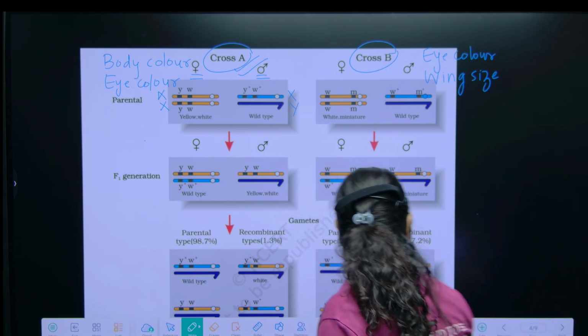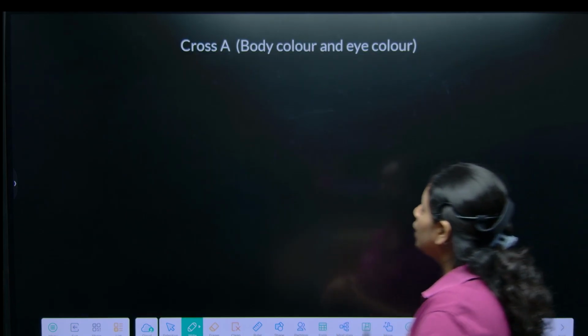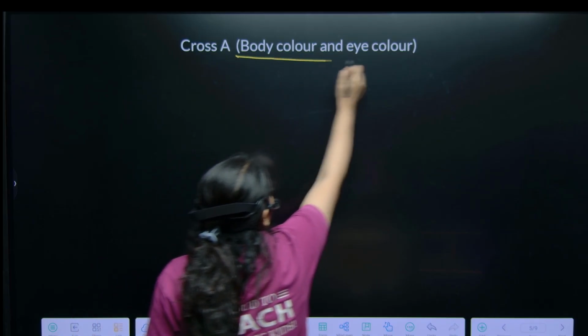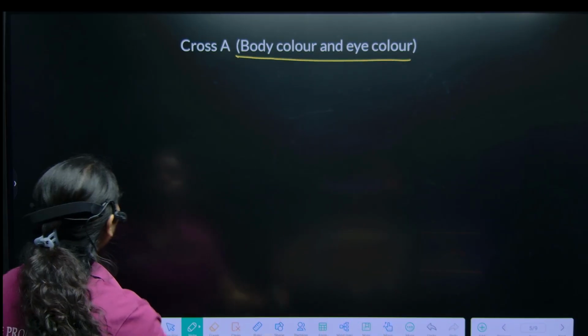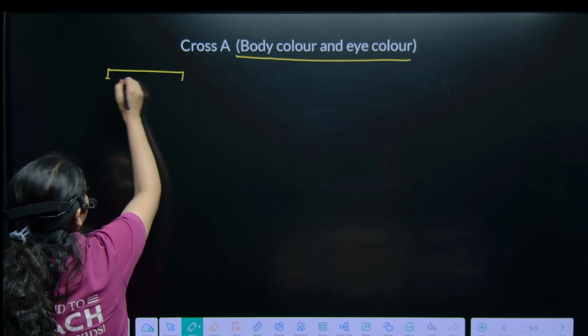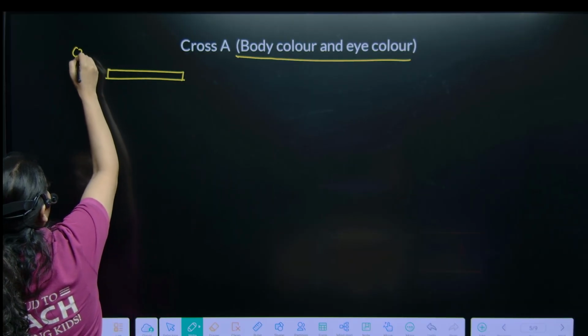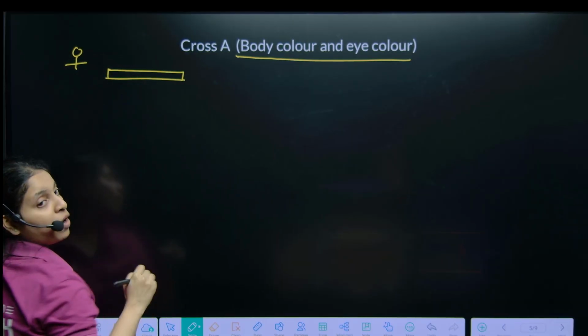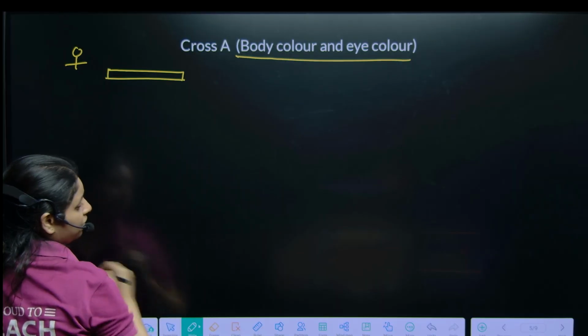Okay, so let's draw one by one. We have cross A considering body color and eye color. So, first let's take the female Drosophila. We have body color and eye color. Now see here.